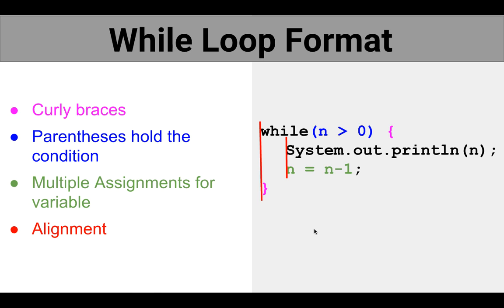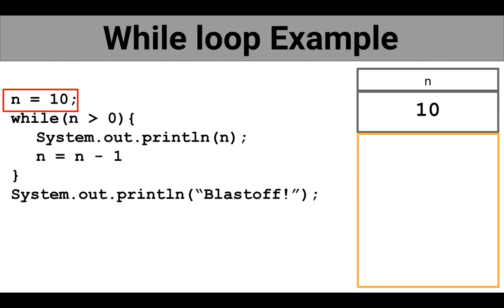So alignment is critical once you start getting into loops, which is why we were practicing before we got to loops. So we're going to go through a while loop example right now. Before you even start your while loop, you have to have a value for your condition. So we're setting this condition equal to 10, so we have a 10 over here. And now we're going to move on.